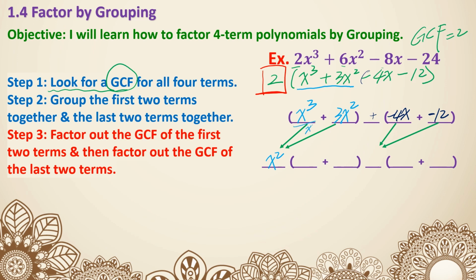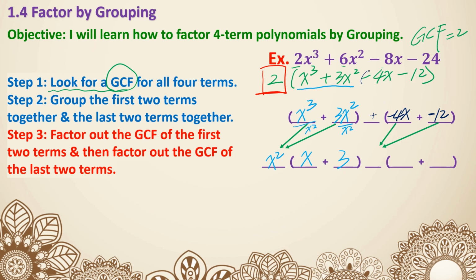You're going to divide everything by x squared, if you're still getting used to that factoring GCF process. x cubed, take away 2 of them, you have an x left. 3x squared, take away x squared, you have a 3 left. Let's also do it to the back.